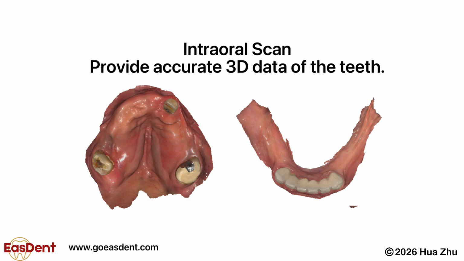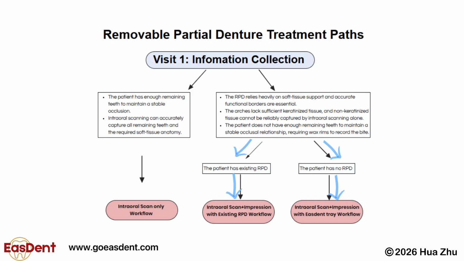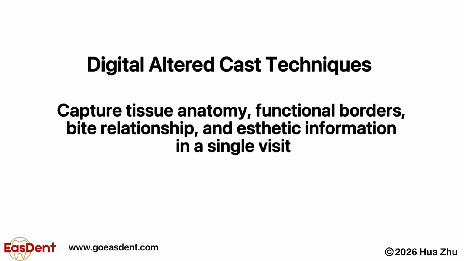Intraoral scans are still very important, as they provide highly accurate 3-dimensional data of the remaining teeth. The lab can merge the intraoral scan with the impression scan to create accurate digital models that combine precise tooth anatomy with accurate soft tissue contours.